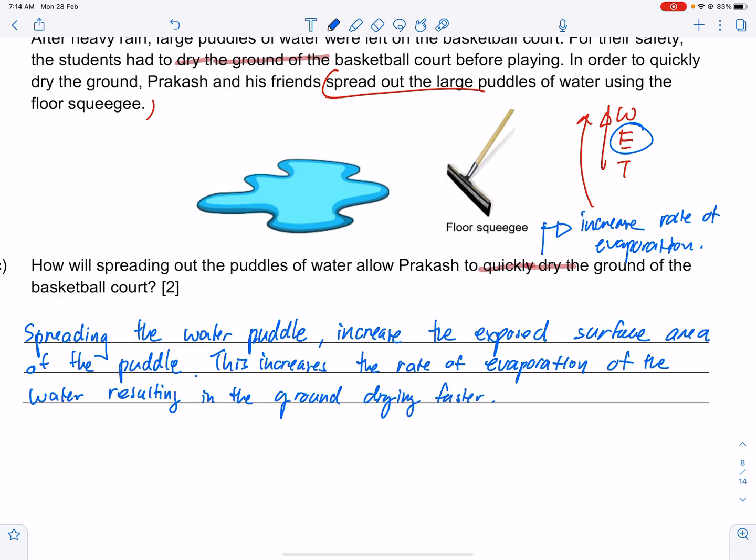Now, it is very important that you remember not just to include the key point, but to use comparatives such as increases, okay? Increases, faster. Because whether or not you do this step of spreading out the water, your water puddles will eventually evaporate. However, by doing so, you will shorten the time needed through the increased rate of evaporation.